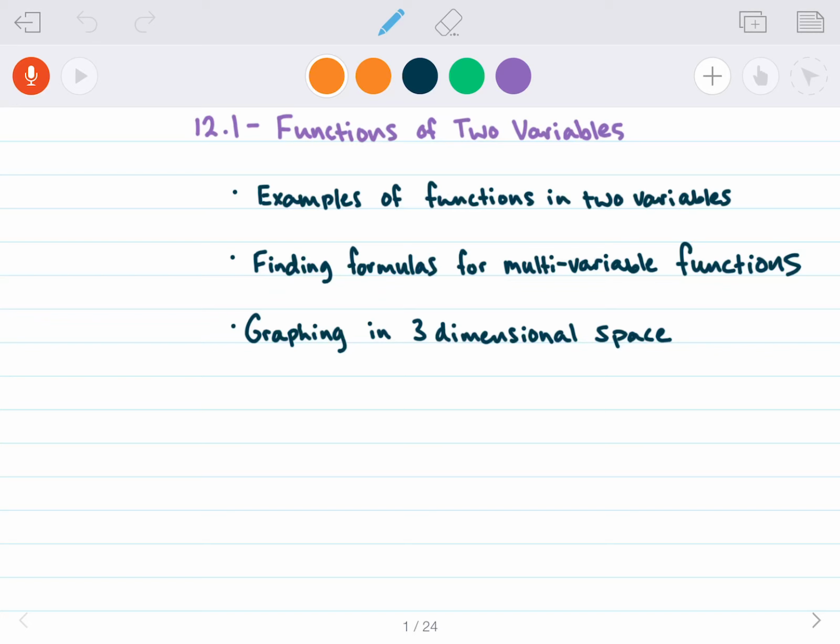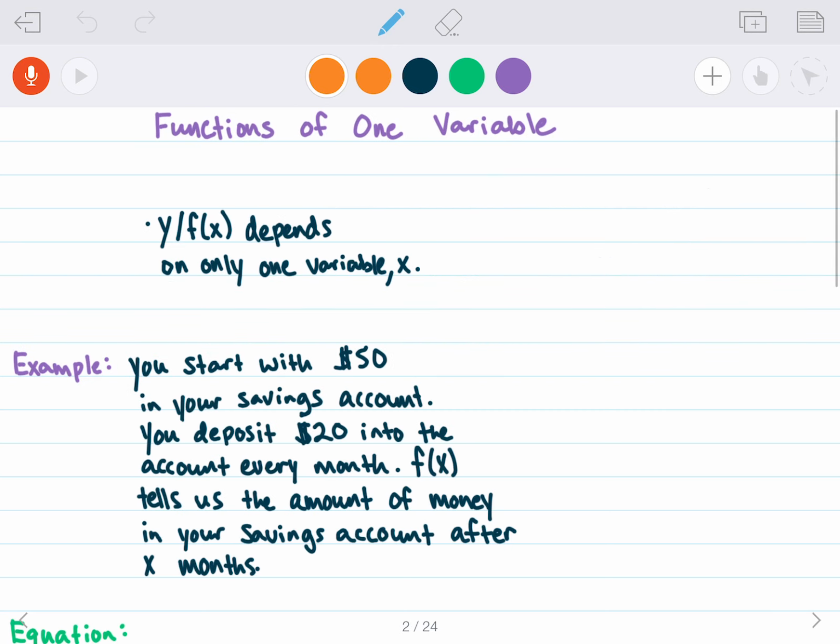Hey guys, in this video we're going to talk about Chapter 12, Section 1, Functions of Two Variables. Alright, so in algebra, trigonometry, Calc 1, and Calc 2, we talked about functions of one variable.